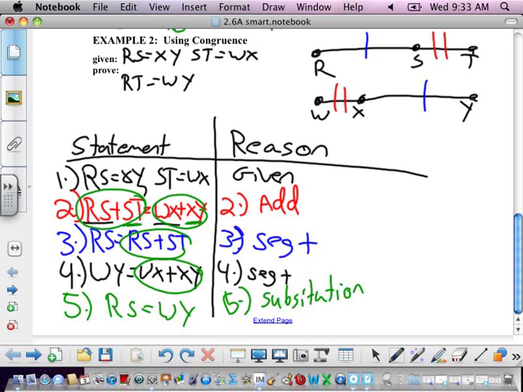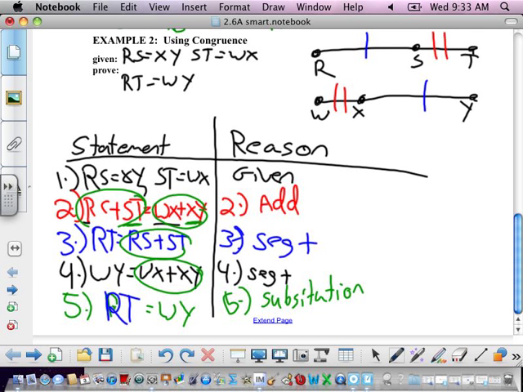How are you feeling about that? So-so? Did I make a mistake, Mr. Van Hersen? RS equals RS plus ST should be RT? RT, yes, thank you. This should be RT, and this should be RT. Guys, I make too many mistakes. You gotta catch me. Yes, Jacob.